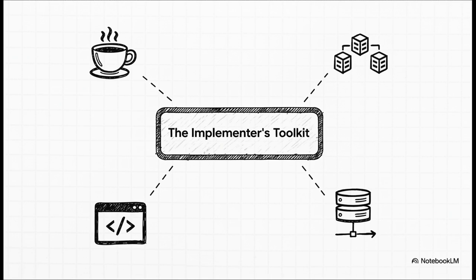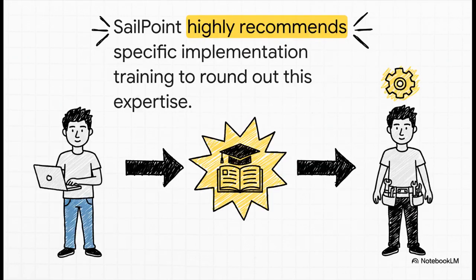Think of an API like a restaurant menu. It tells you exactly what you can order from the kitchen and how to ask for it. So if you don't know how to read that menu, you're never going to get your food. And just having the raw technical skill isn't always enough. The source material actually highly recommends that the implementer get specific training for the job. And why is that? Because that's what turns a skilled developer into a true specialist, someone who really gets the unique rules and the environment of the systems they're trying to connect.